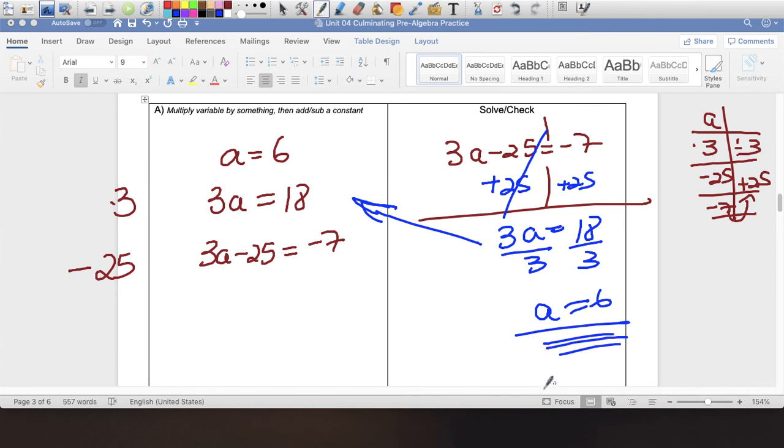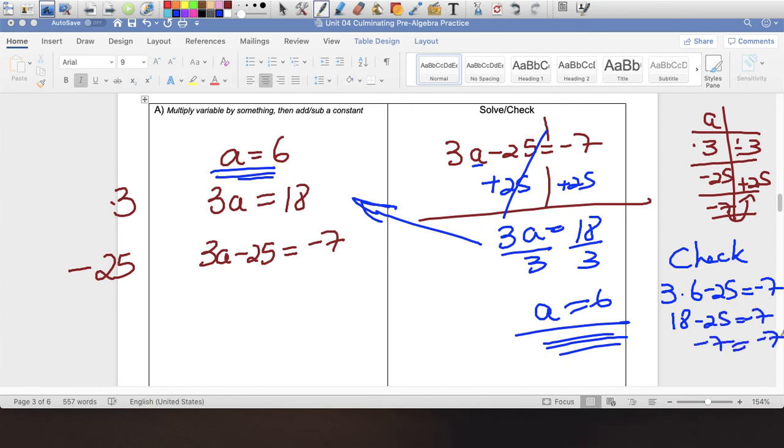Look at how I solved, and look here. So now I have to do a check. I'm going to take 3a, and instead of the a, I'm going to put a 6. 3 times 6 minus 25 equals negative 7. I replace the a. 3 times 6 is 18. 18 minus 25 gives you negative 7. So I created my equation, I solved it, and I checked it.